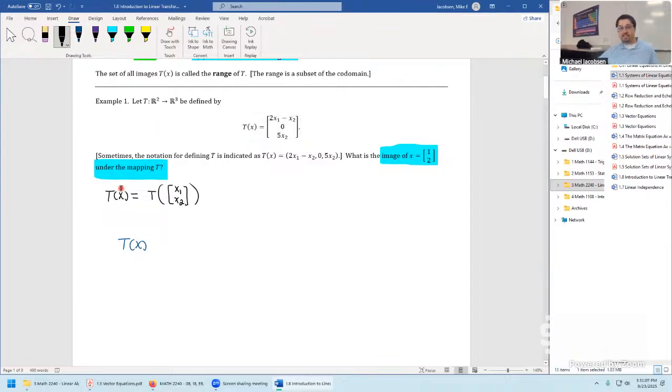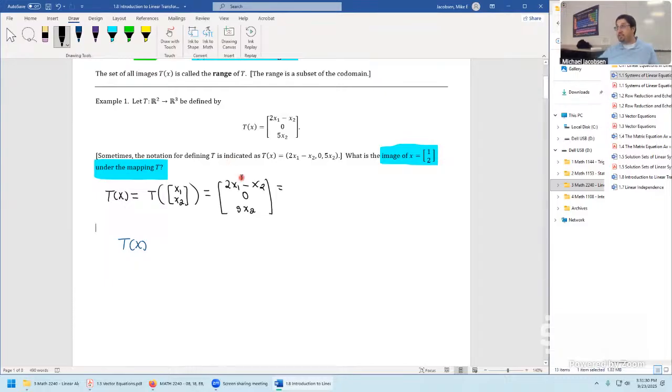That's because this x is really a vector coming out of R2. It has two entries and maps to this 2x1 minus x2, 0, 5x2. But this column vector is really just the result of a linear transformation. Think of the sort of skills that we practiced when we wrote things in parametric vector form.